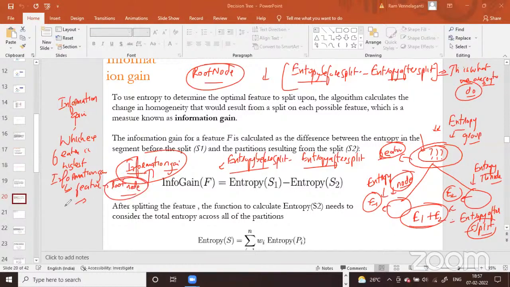So now, what is our job? Our job is to find out the information gain for each and every feature: for ball size, for ball price, for ball color. And whichever feature is going to give you the highest information gain value, whichever feature is capable of reducing the entropy by maximum extent, that feature you are going to call our root node, our most important attribute.